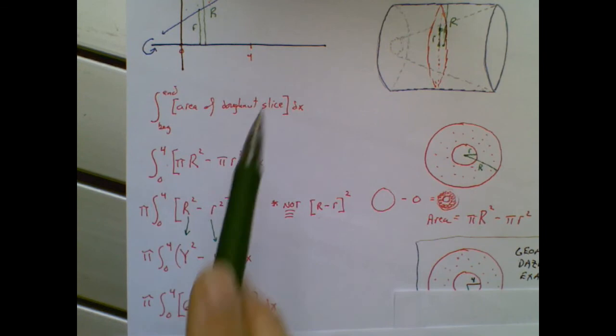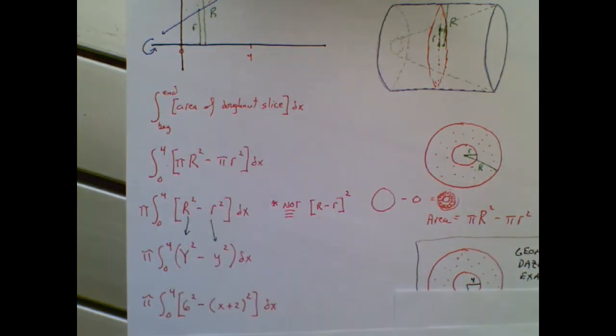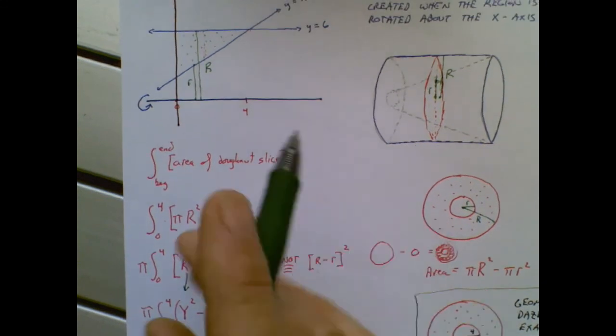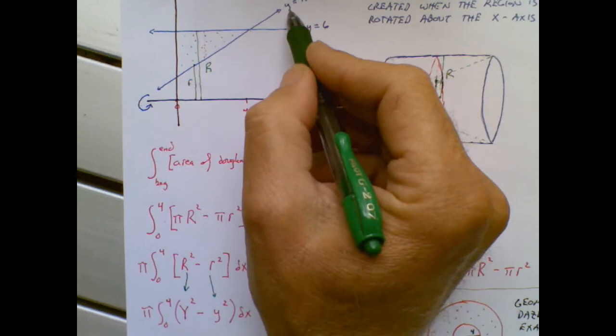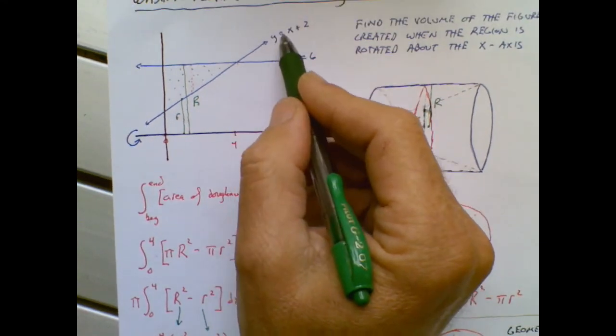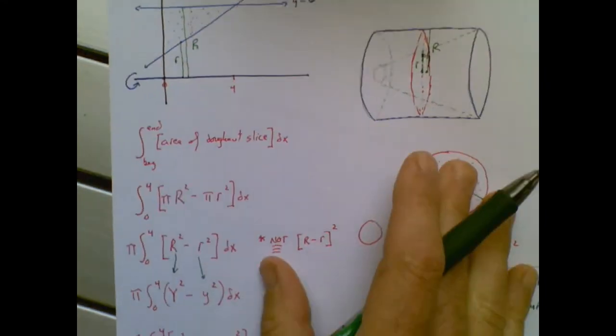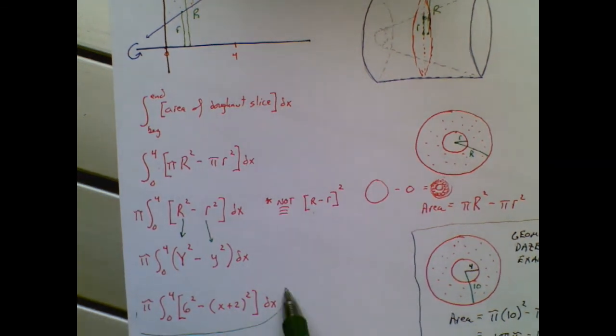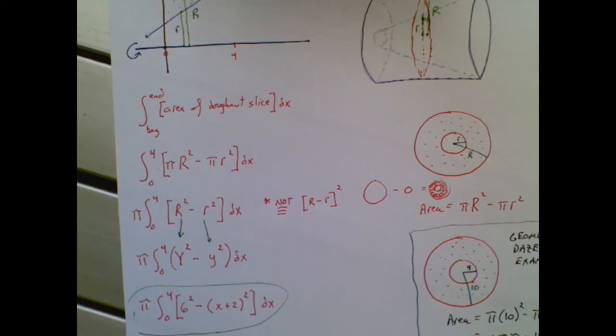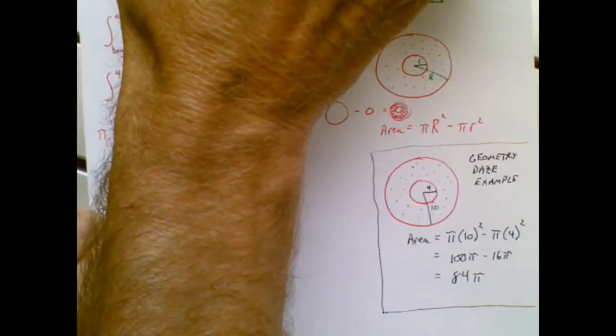Y is the same thing as 6. And then the little y, which is this piece right here, y is the same thing as x plus 2. So little y can be replaced with x plus 2. You very well may stop there, or you could turn it into a final answer.